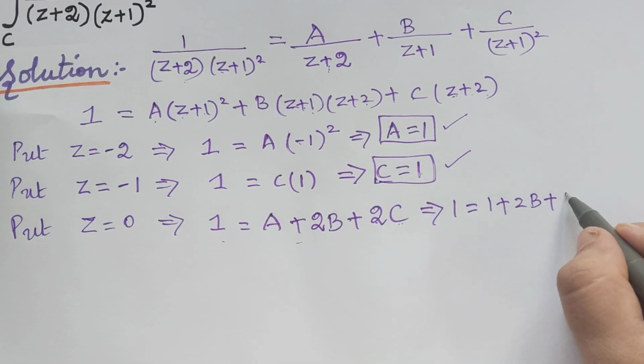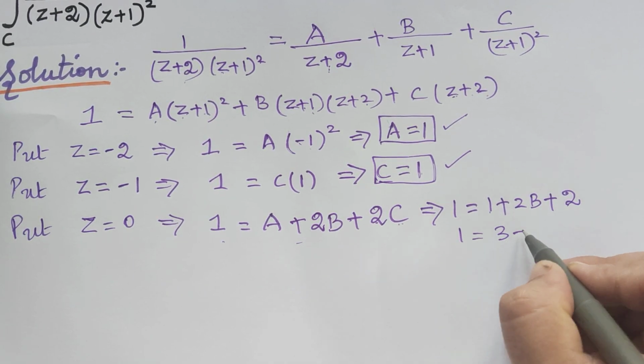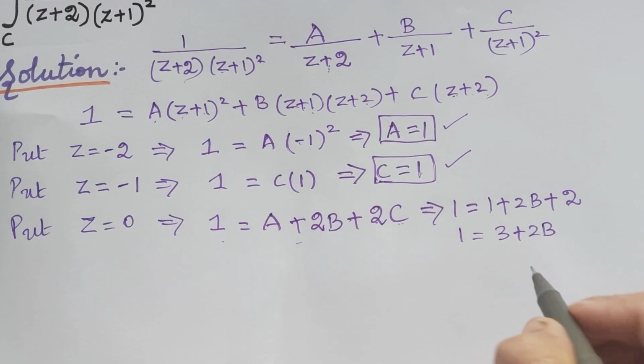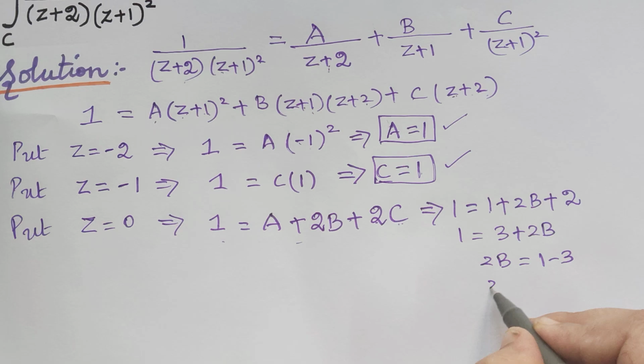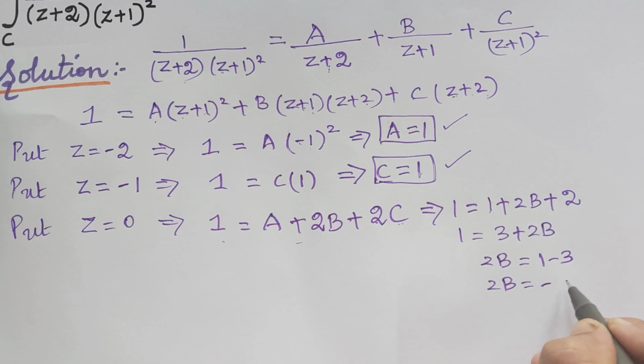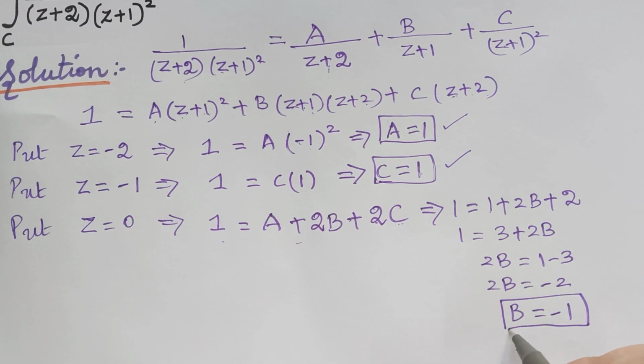So from this, 1 is equal to a, which is 1, plus 2b, plus 2c. c is 1, so we get 2. So 2 plus 1 is 3. So 1 is equal to 3 plus 2b. From this, 2b is equal to 1 minus 3, so 2b is equal to minus 2. And we find the value of b to be equal to minus 1. So we have obtained the value of b also.